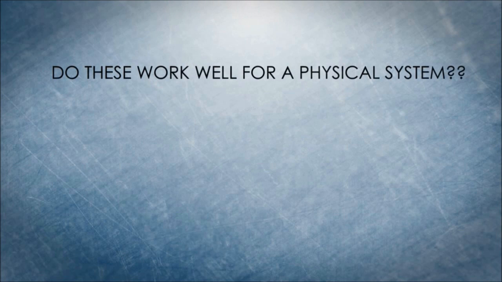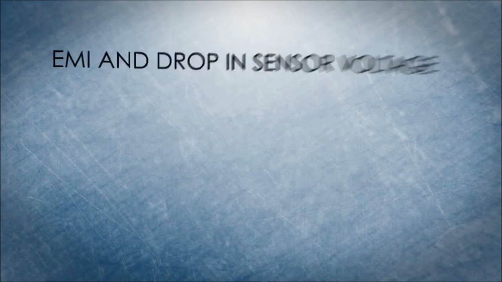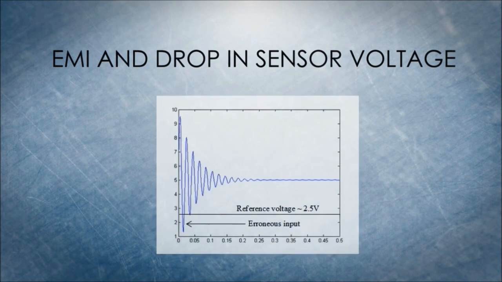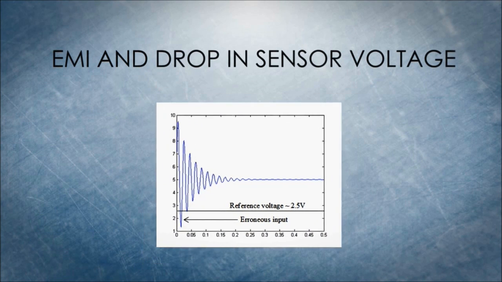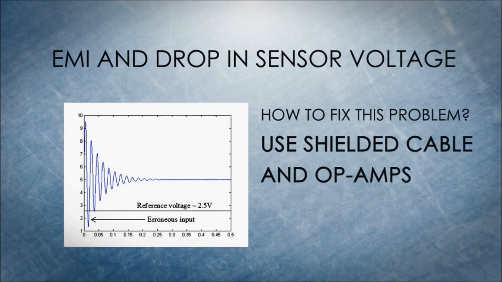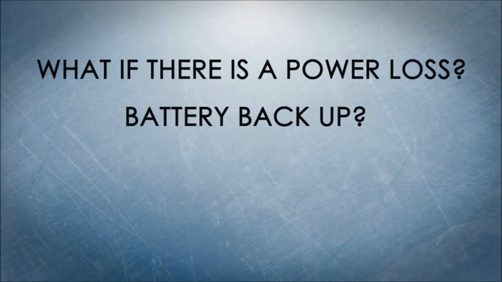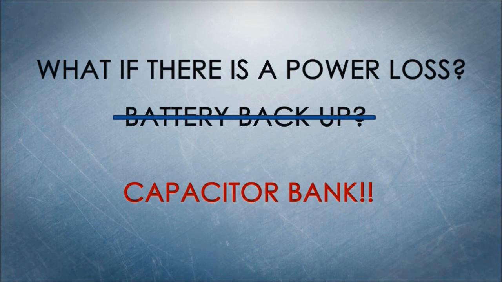Do these work well for a real-time system? No. So what are the problems that you would face? Laying DC wires along with AC wires could result in coupling and induce noise. Shielded cables should be used to prevent this. Also, there will be a potential drop because of the resistance, which can be fixed using op-amps. What if there is a power loss? We could use a battery for backup, but they need to be replaced time and again. So we go for a capacitor bank which is capable of supplying power for a fixed time period.